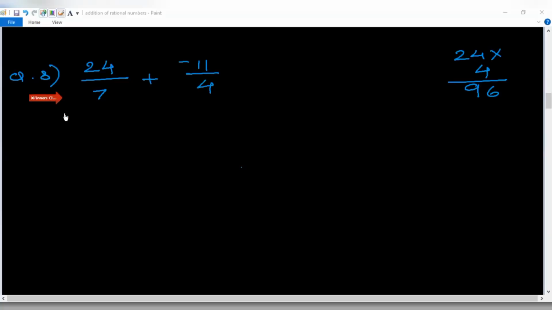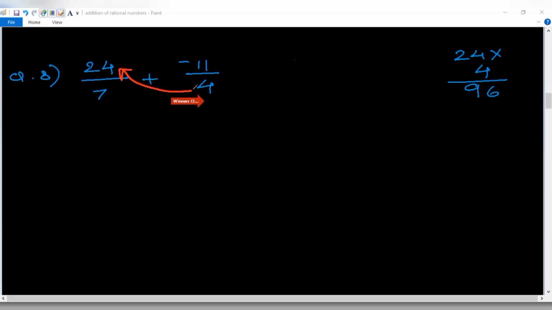Now, this is our last question. 24 by 7 plus negative 11 by 4. Okay, here the denominators are not the same, so we cannot add the numerators directly. Next, we have to take the LCM here. Here, the LCM will be 4 into 7, okay, 28. Like that, we can do, or we can do cross multiplication as well. I think cross multiplication will be easy here.